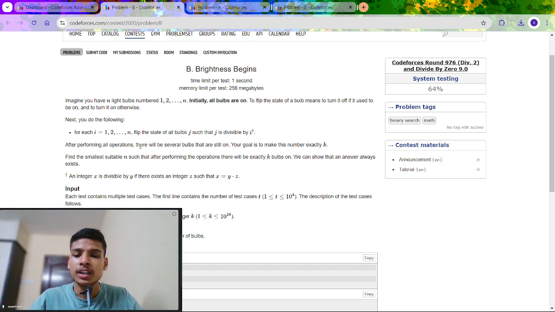After performing the operation, there are several bulbs which are still on. Our goal is to make the number of those bulbs exactly equal to k. So how can we make that? To solve this problem, you must know a fact.